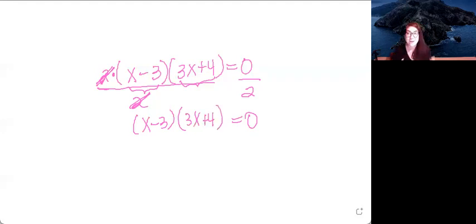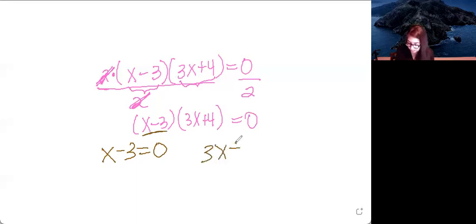Okay, now we have the parentheses. So set each parenthesis equal to 0. So x minus 3 equals 0. That's the first factor. Then 3x plus 4 equals 0. That's the second factor. Now that we have the factors, let's solve for x.